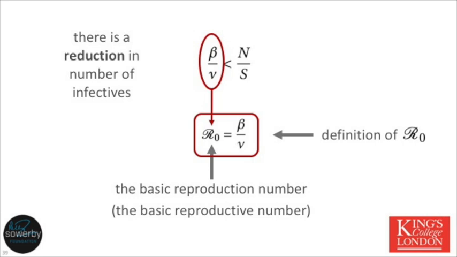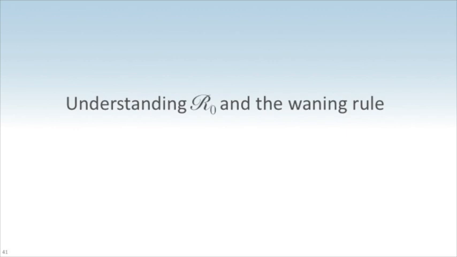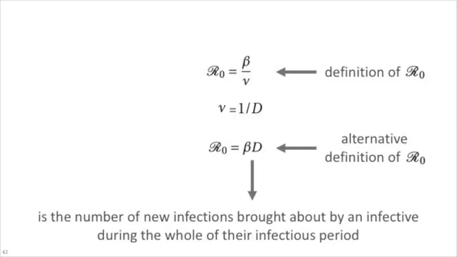In a moment we will look at an equivalent and alternative definition of R0. We can say therefore that the epidemic is waning when R0 is less than N over S. This I call the waning rule for epidemics. A more intuitive route to grasping what R0 means requires remembering that nu is equal to 1 over D, where D is the duration of the infectious period. So we can also define R0 like this. R0 is beta times D.